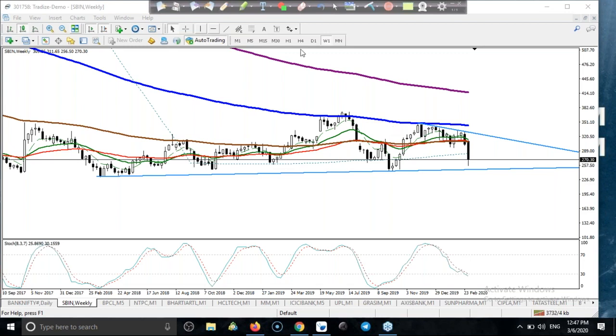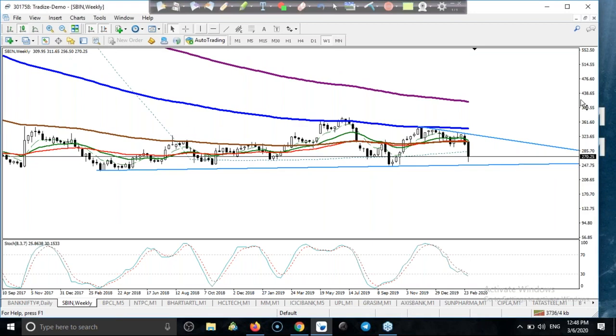Let me tell you why. Suppose somewhere here, swing trading, how we use it. Suppose this is the market and here we have seen there is a range. Let me explain here. This is the weekly chart. Let me draw something like that, then you will come to know properly.